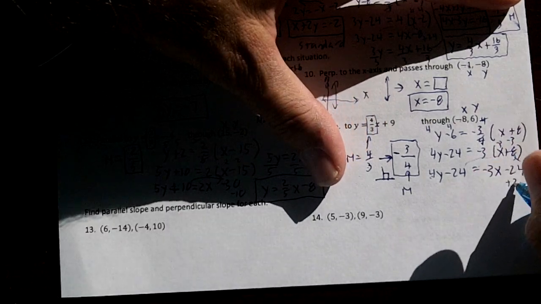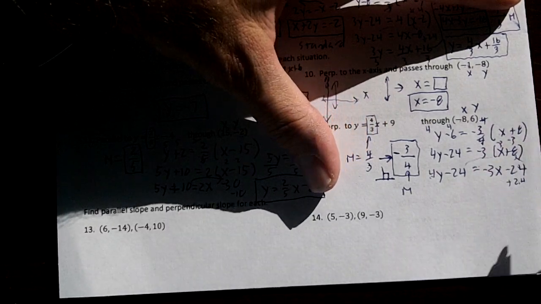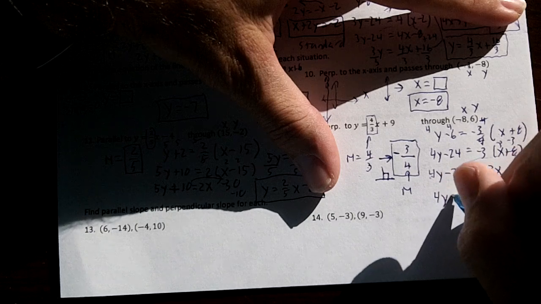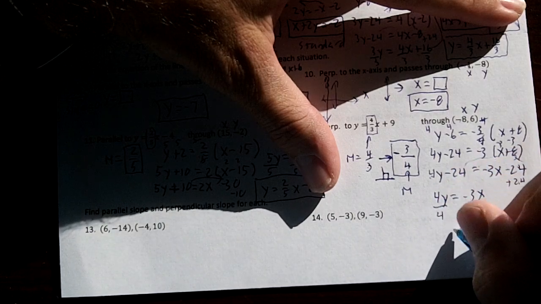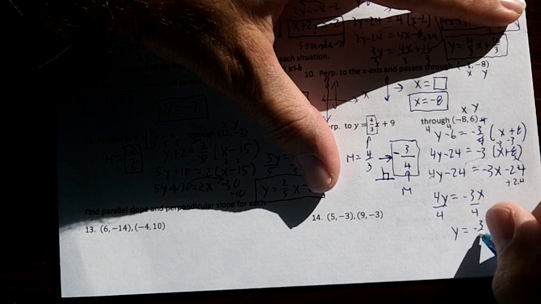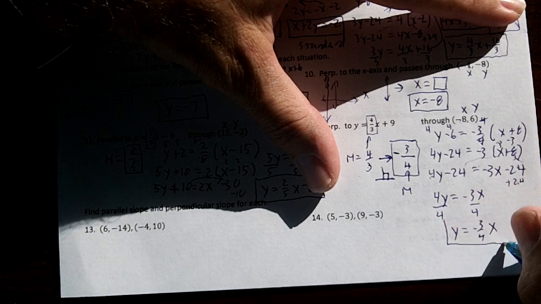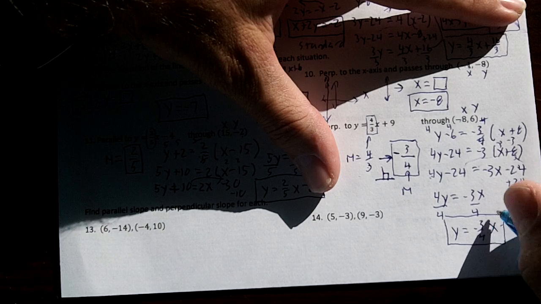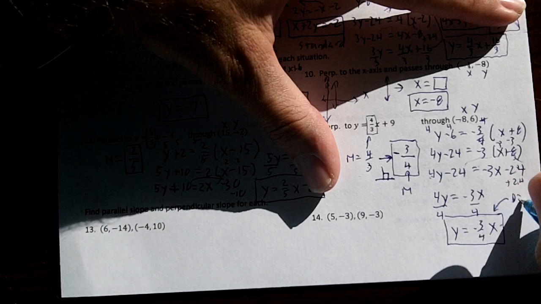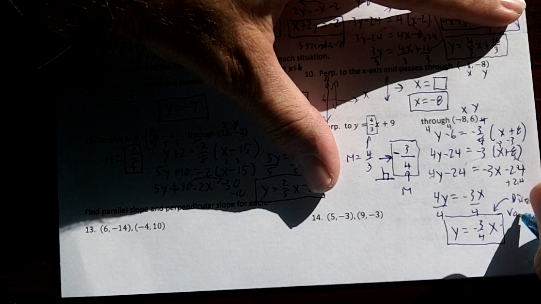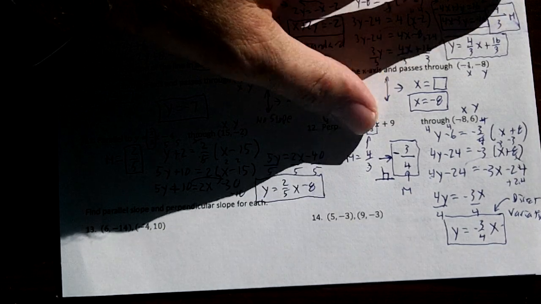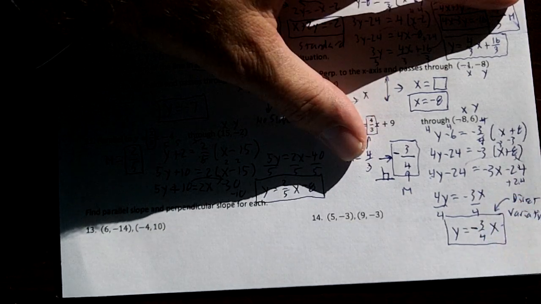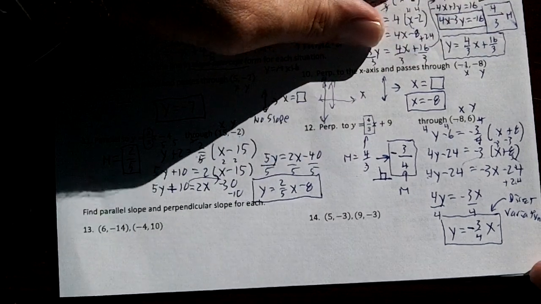So when I do that, what's going to happen to my 24s? They cancel, right? So I'm going to have 4y equals -3x, divide by 4, and I'm going to end up with y equal -3/4x. And what's special about this? There's no y-intercept. This has direct variation, doesn't it? You learned that in 8th grade. This is a proportional line, isn't it? All of your ordered pairs will be proportional on that problem.